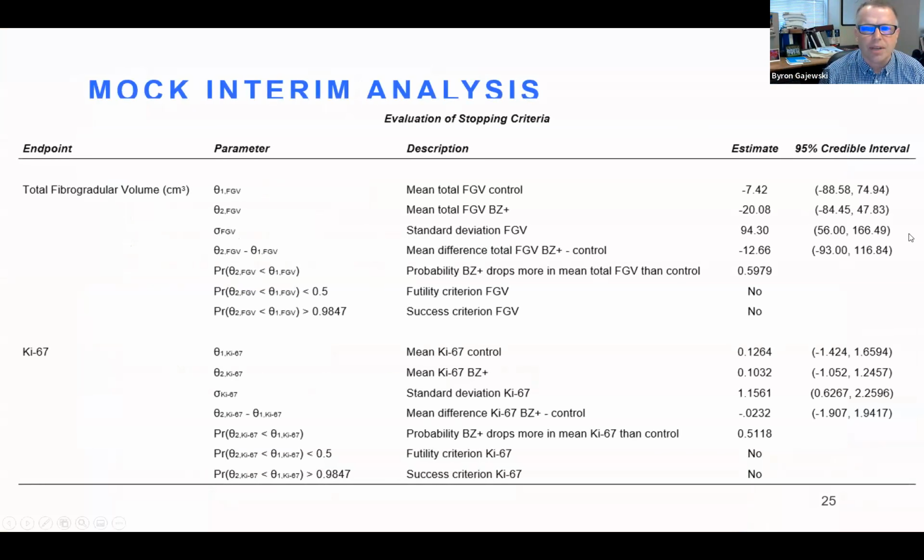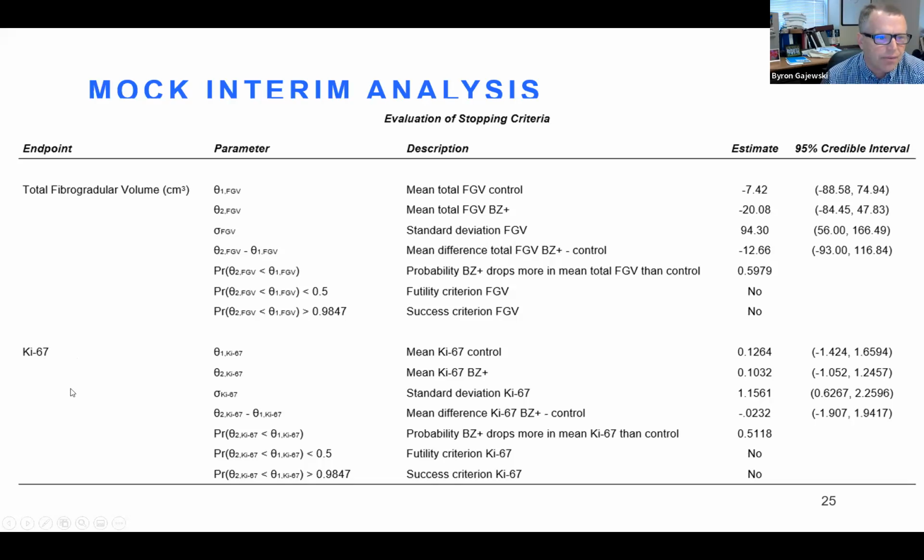So here's a mock interim analysis. Here are the results. We have estimates and 95% credible intervals for all parameters, including mean drop in FGV for both groups, its standard deviation, the difference, and then the most important thing for an interim analysis is the posterior probability of the alternative hypothesis, given the data. The posterior probability of the hypothesis given the data is 0.5979. So it's not less than 0.5, and it's not bigger than 0.98457, I think it was.